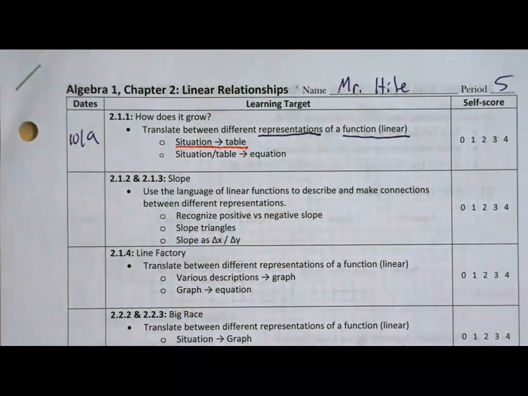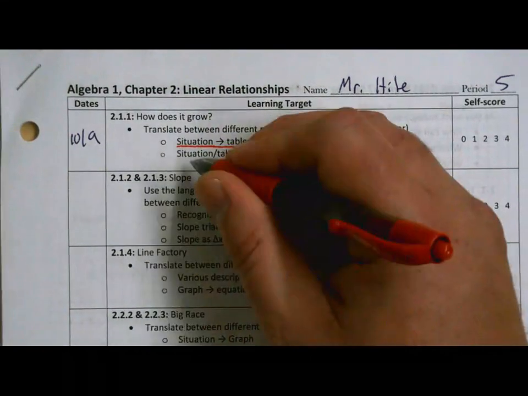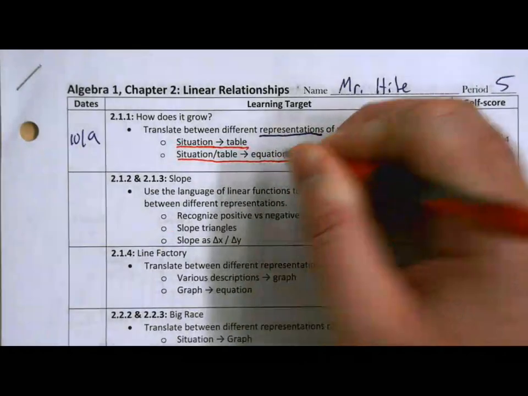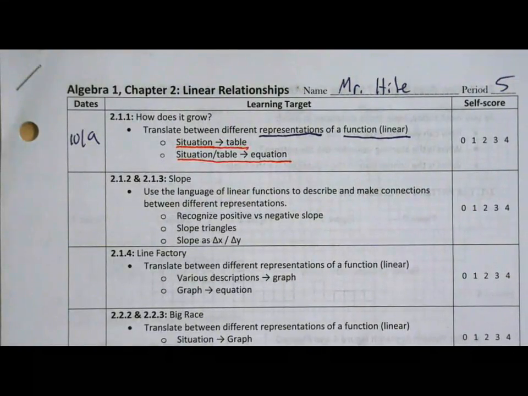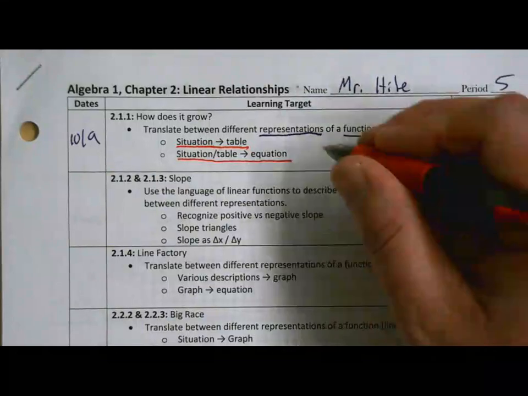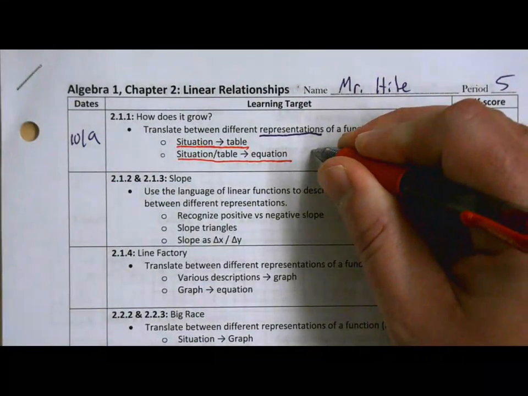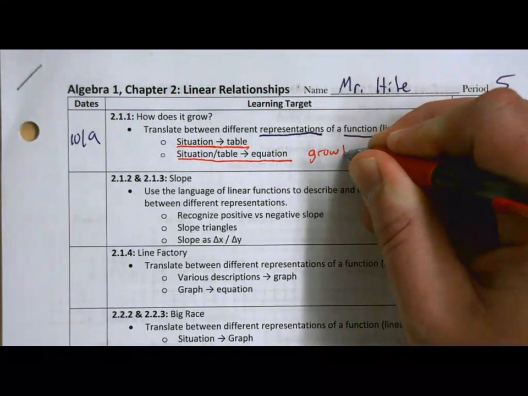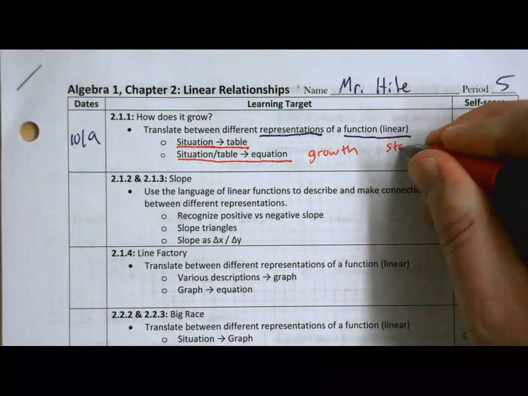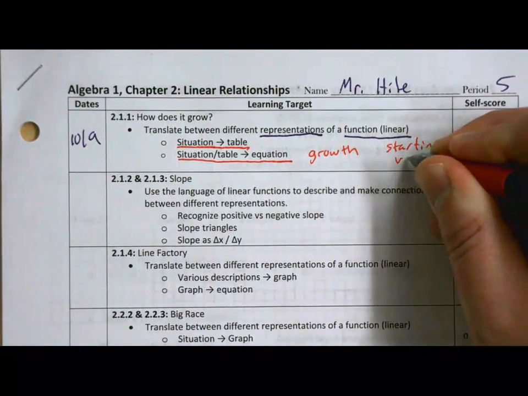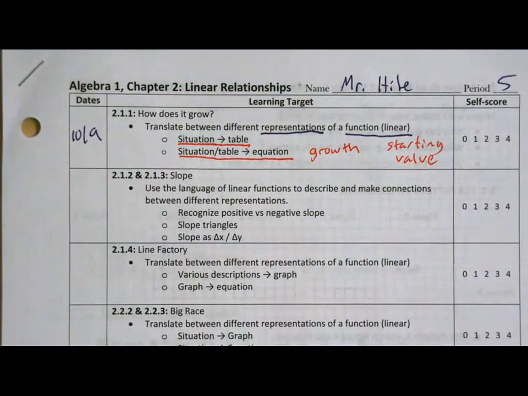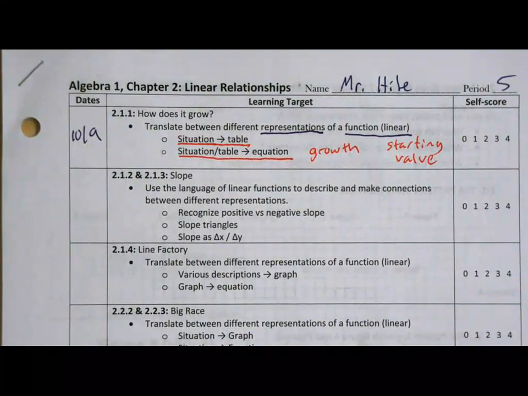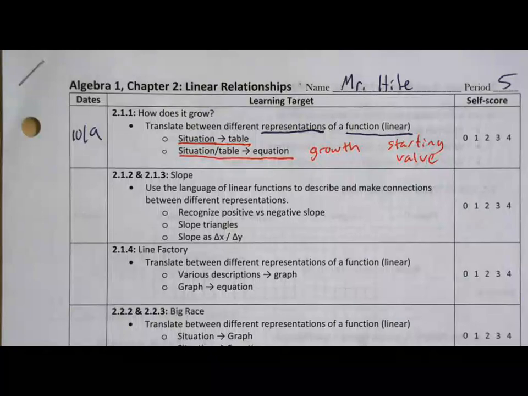And then also before you leave today, I want you to be able to look at either a situation or a table and turn that into an equation. And there are going to be 2 main concepts that you're going to need for this, and I'm going to write these down here. I'd encourage you to copy them down here as well. Growth and starting value. Growth and starting value are going to be the 2 big concepts. I want you to be thinking about those concepts and trying to make a connection between situations, tables, and equations today.